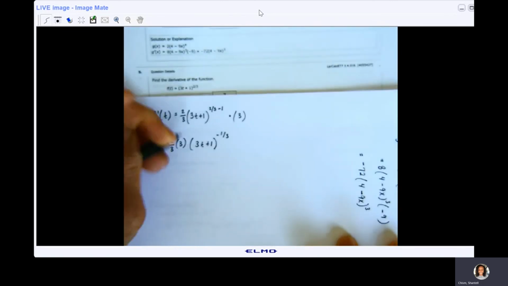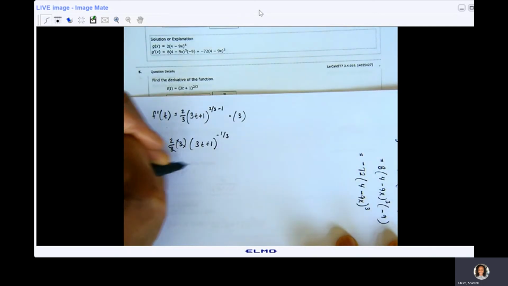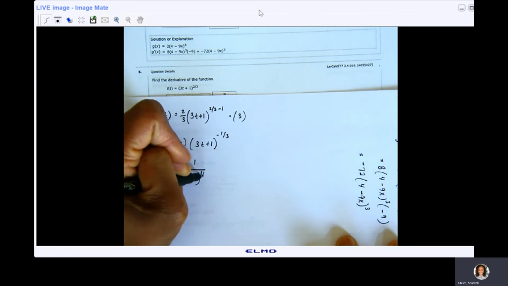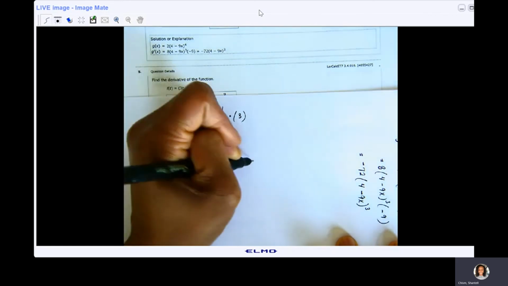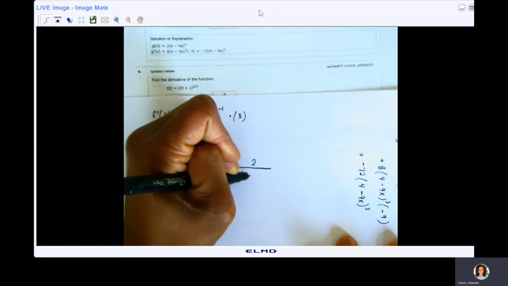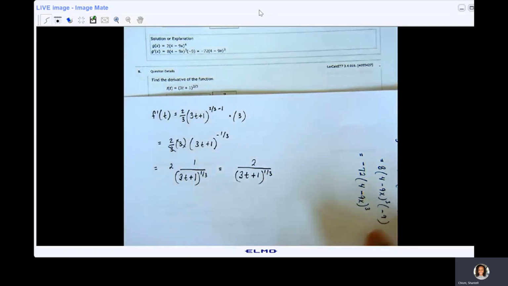Okay? The 3 on the bottom cancels with that 3. And then I'm going to write this with a positive exponent of 1 over 3t plus 1 raised to the 1/3. And so that is 2 over 3t plus 1 raised to the 1/3. Or you can actually write that as a radical.